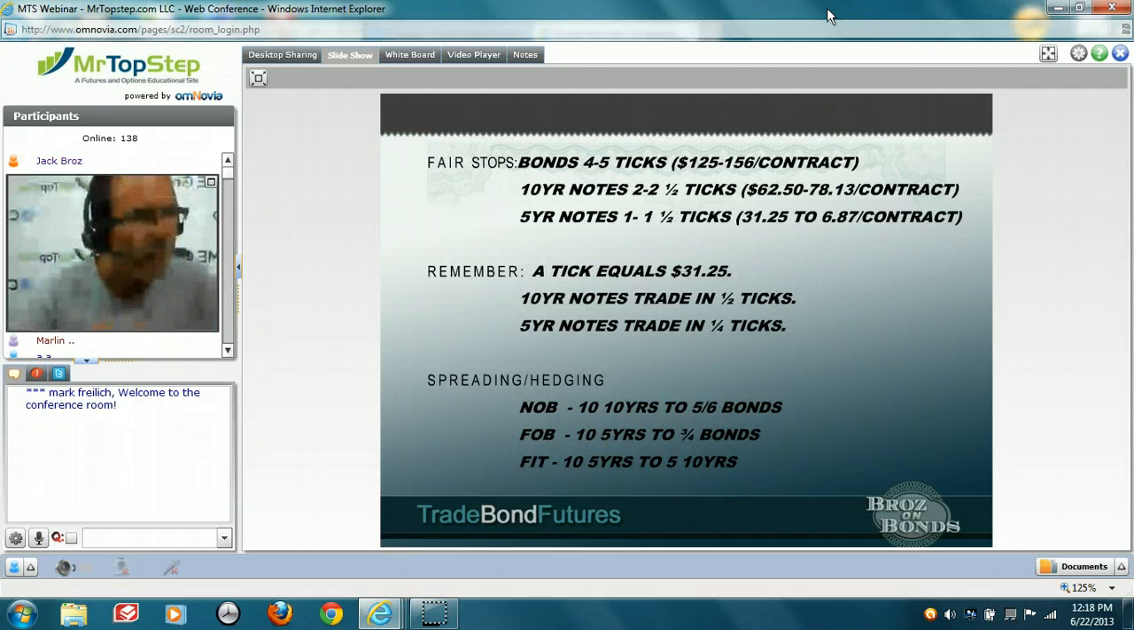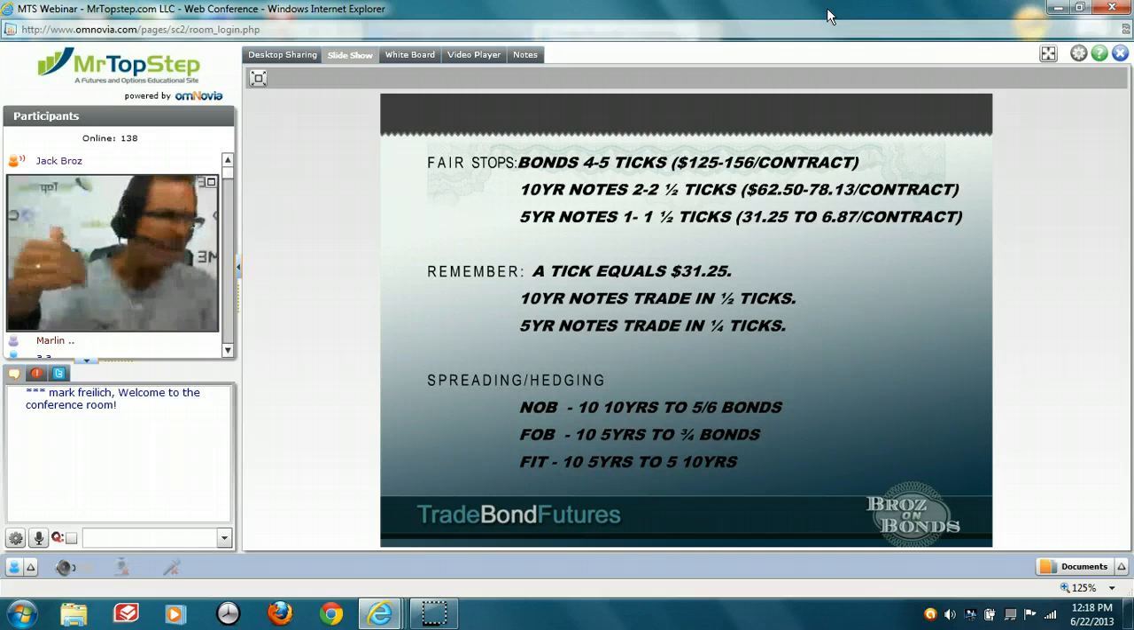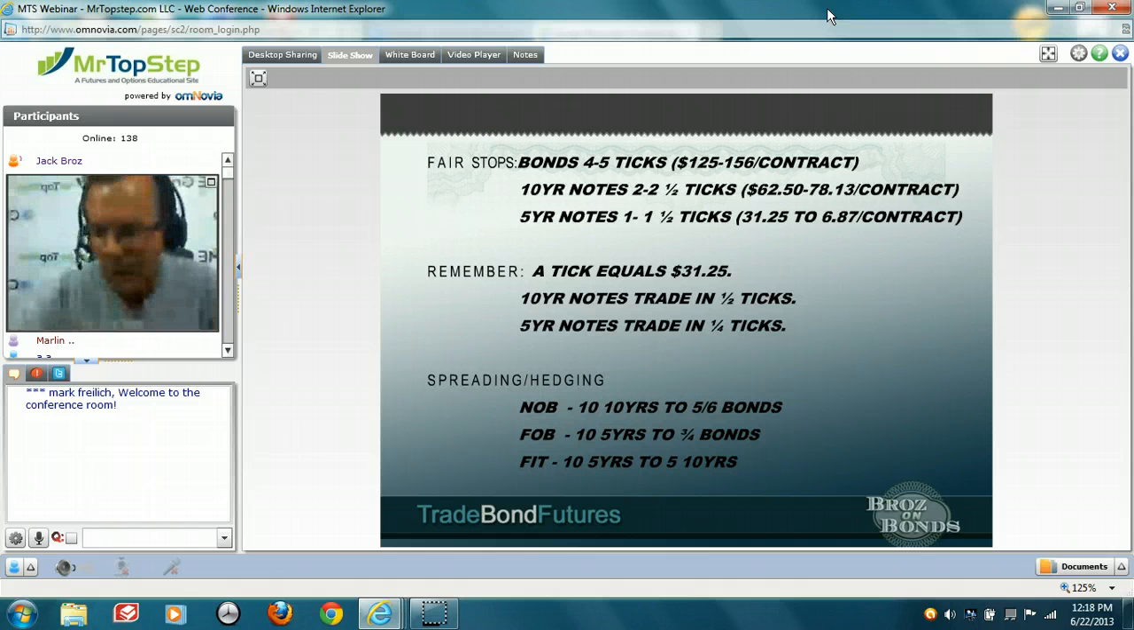FOB, where you're doing 5 years over bonds, and you're doing 10 5-years to 3 or 4 bonds. It's not 3/4 of a bond, it's 3 or 4 bonds. So you can do 5 years and 2 bonds. Again, it's a way to keep your risk less. You don't get the bang for your buck, but your risk is less. And then there's a FIVE, 5 years and 10 years, 10 5-years to 5 10-years. I just make it something to be aware of.